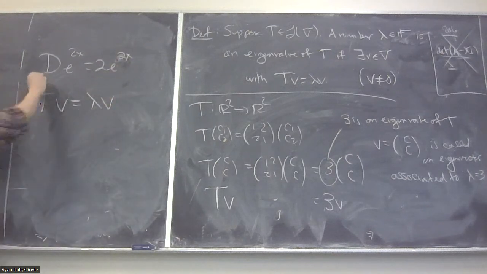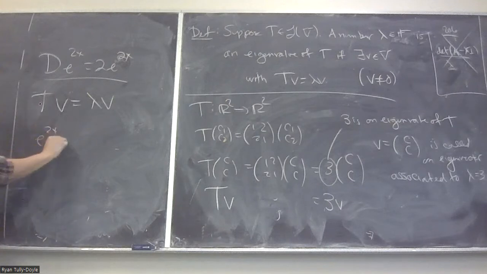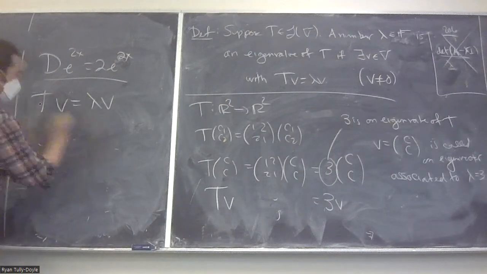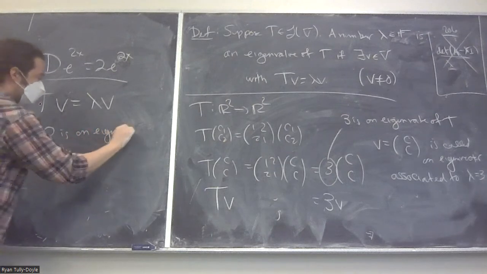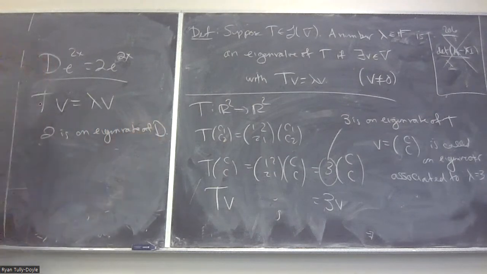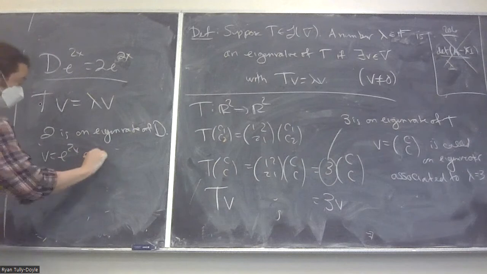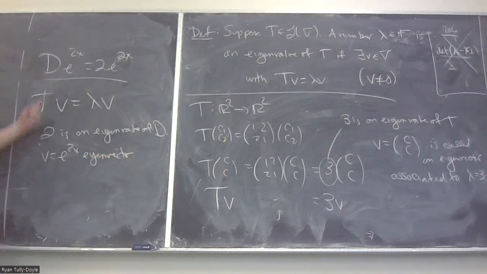So what I've said here, by writing this down, is that d is the linear operator on the space of differentiable functions. That says that e to the 2x is an eigenvector. Sorry, that 2 is an eigenvalue of d. 2 is an eigenvalue of d, and the eigenvector that goes with it, v equal to e to the 2x, is an eigenvector. I have no way to write this down as a matrix, but the notion of what it means to be an eigenvalue and an eigenvector works even in infinite dimensions and for functions.